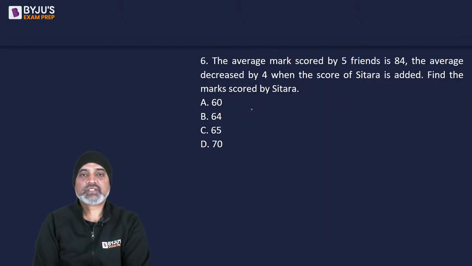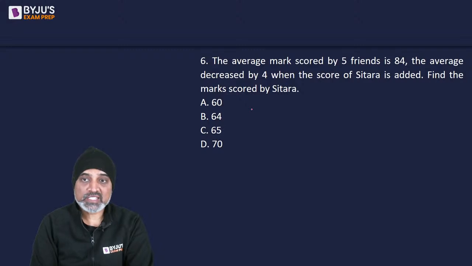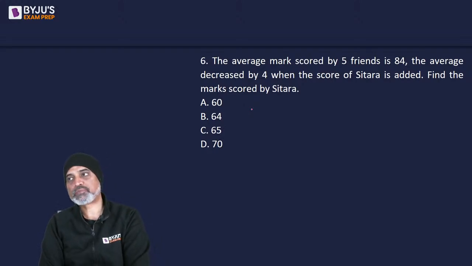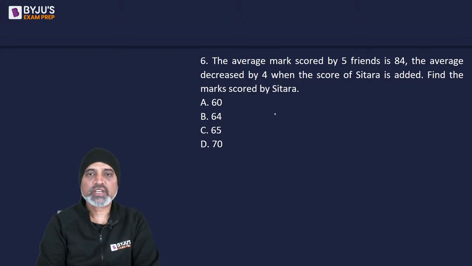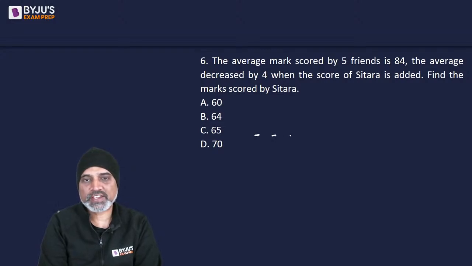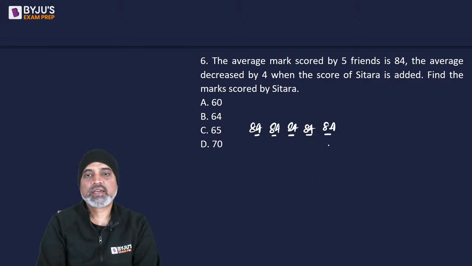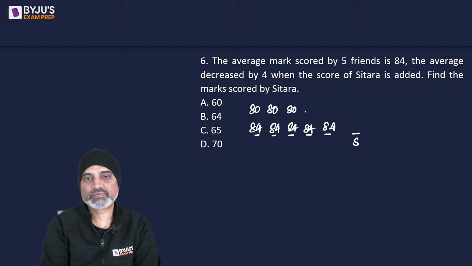Next question. The average marks scored by 5 friends is 84. The average decreased by 4 when the score of Sitara is added. Find the marks scored by Sitara. So I'm going to solve this using two approaches. The first approach is, since there are 5 friends, let's say these 5 friends, as per the question, have 84 marks. And when Sitara is added, the new average is decreased by 4, so that means it becomes 80 now.